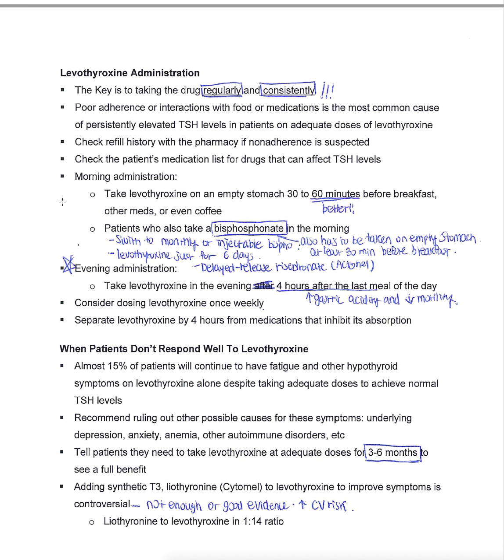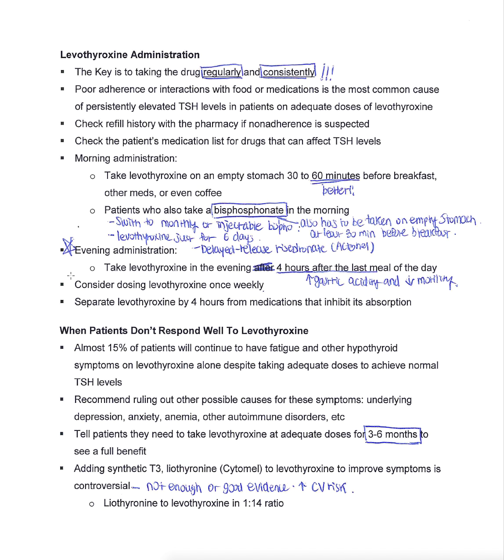Morning administration is not always convenient for our patients, depending on their routine, how busy they are in the morning getting ready to go to work and so on. So another strategy can be taking it in the evening. You can tell the patient to take levothyroxine in the evening, but it will have to be 4 hours after the last meal of the day, to ensure that it's still an empty stomach.